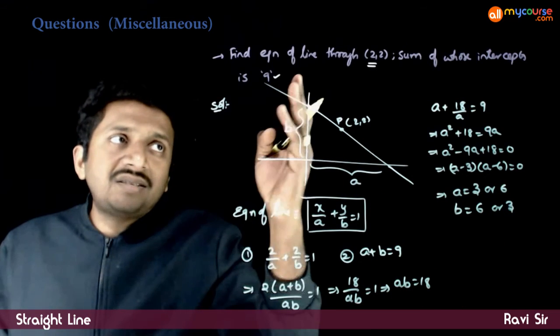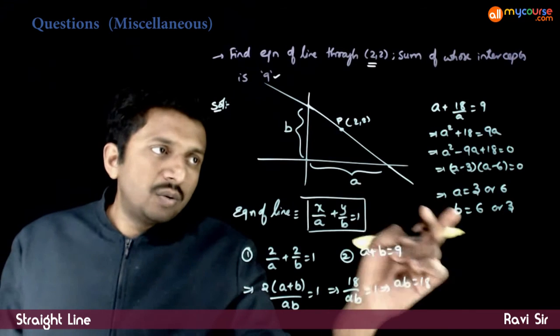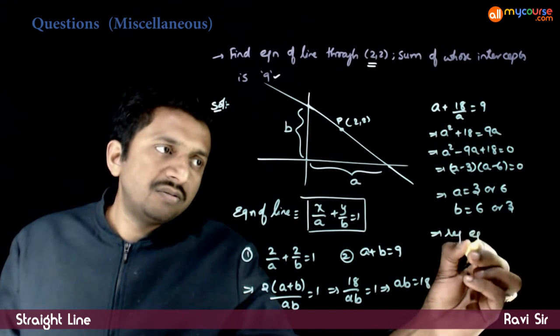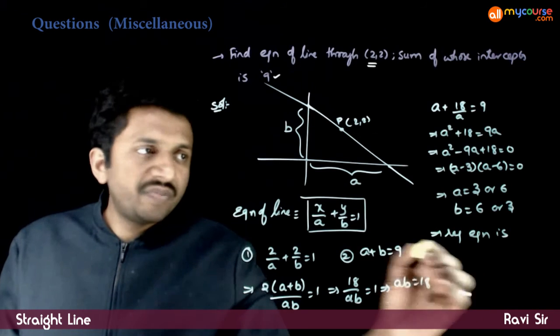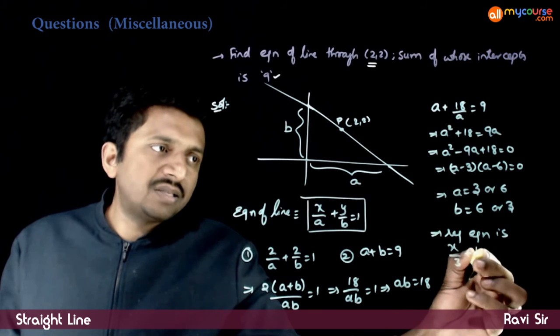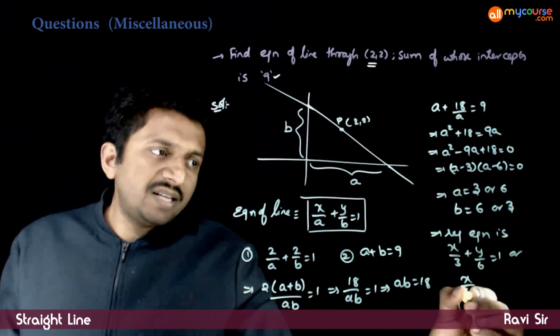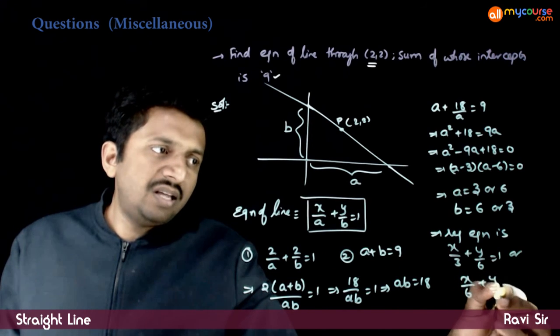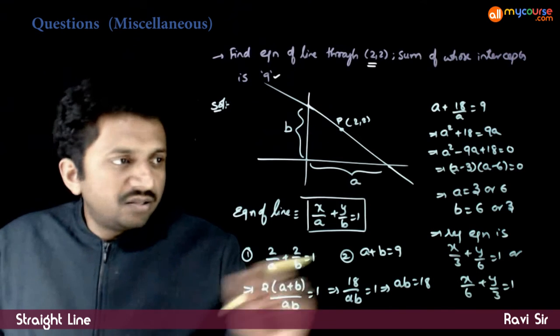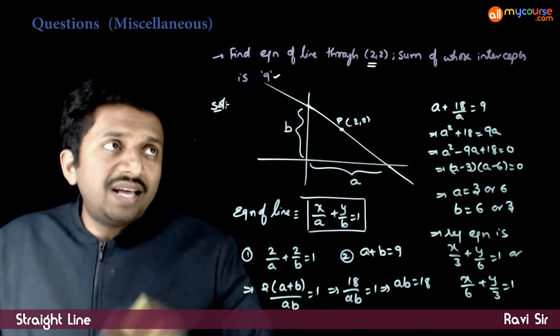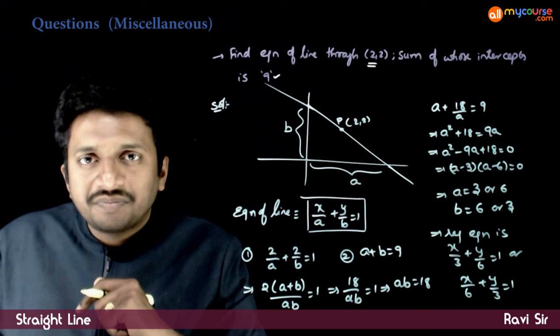So you're asked to find the equation of the line. So once you got A and B, the required equation is x by 3 plus y by 6 is equal to 1 or x by 6 plus y by 3 is equal to 1. These two are the possible equations of lines which satisfy all these conditions.